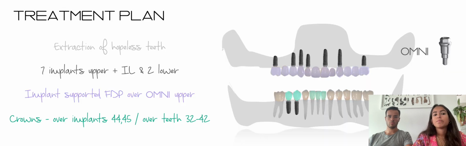So, following a comprehensive diagnosis, we decided to extract all upper teeth and also the hopeless teeth on the lower arch. The remaining teeth were maintained and treated by non-surgical mechanical debridement. Then on the upper arch, we plan to place 7 implants, OMNI abutments, and a complete zirconia fixed prosthesis. Immediate loading was also planned for this case. As for the lower, we planned a short-term orthodontic treatment with invisible aligners to improve tooth position, then placement of 2 implants to replace teeth 44 and 45, and crowns over teeth on the incisors.